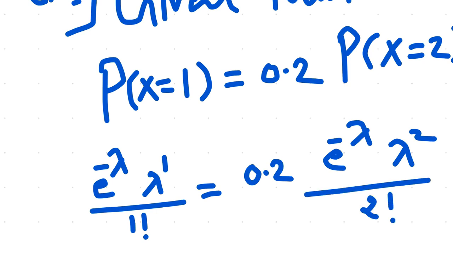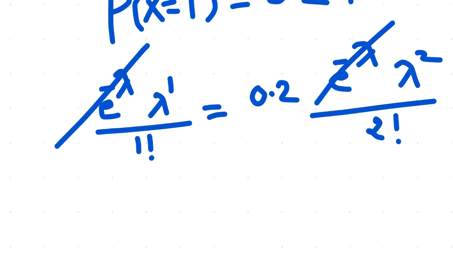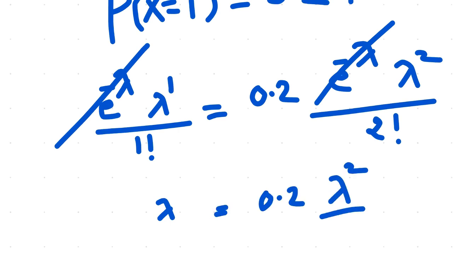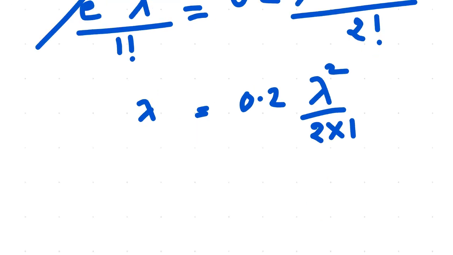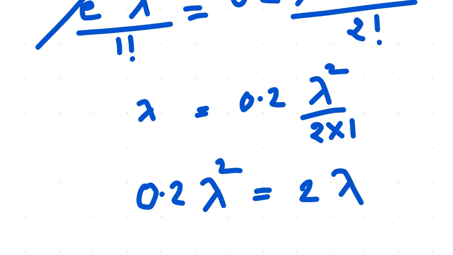Then we can cancel this e to the power minus lambda on both sides. Are you getting me? So the rest we have lambda over factorial 1, which is 1, is equal to 0.2 into lambda square over factorial 2, which is 2 into 1. So we can write 0.2 into lambda square is equal to 2 lambda, because we can multiply using cross multiplication. Are you getting me?